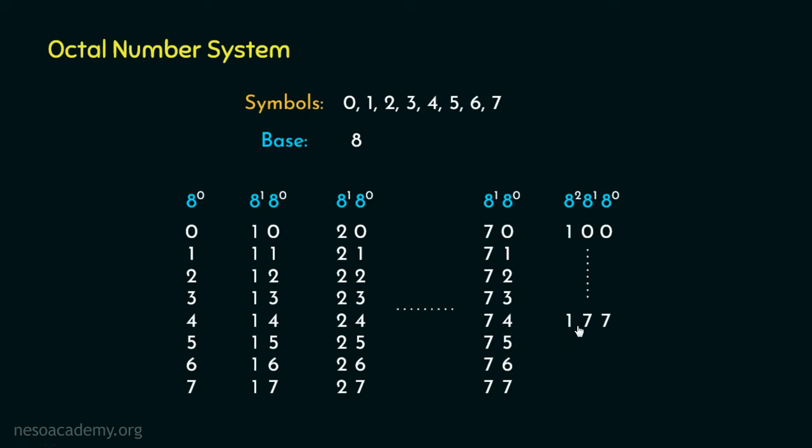Eventually, when we reach the number 177, we again will have used up all the symbols in these two places. So the next number will be formed by placing the next symbol after 1, that is 2, in the most significant digit's place, and again these two places will be reset to zeros. So this is how the octal number system works.